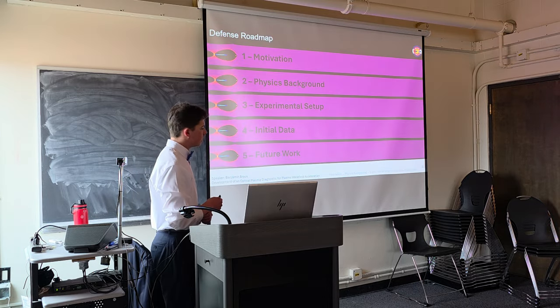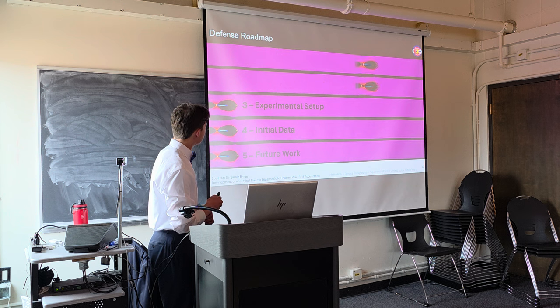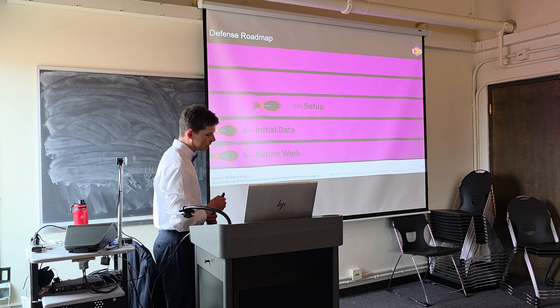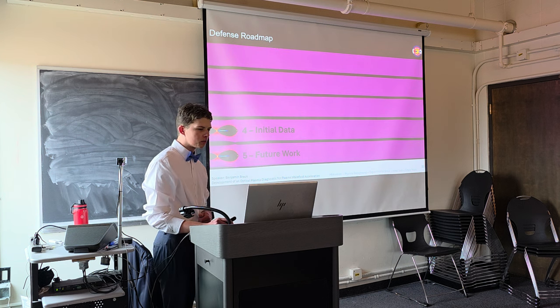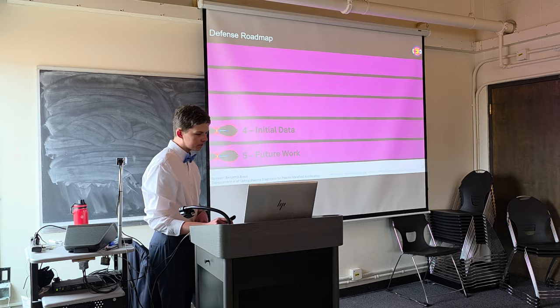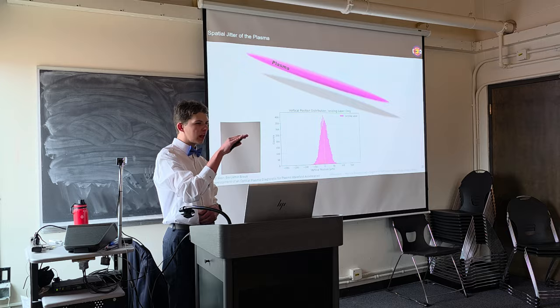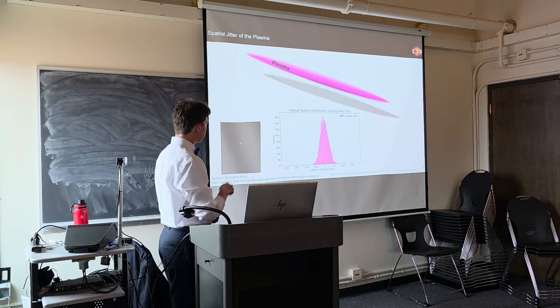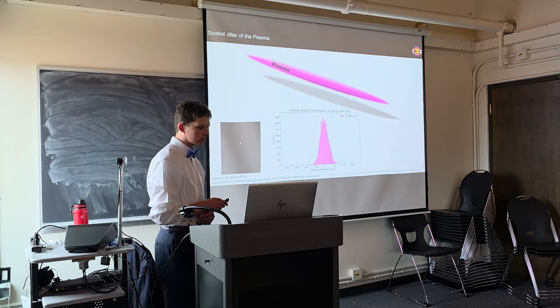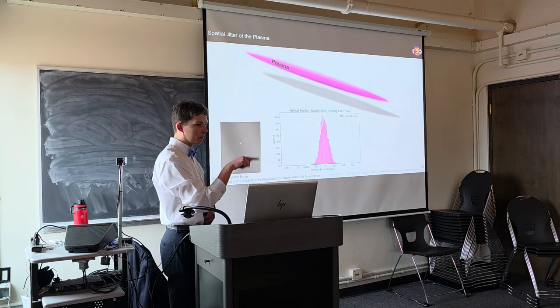Okay, so we've talked about motivation and physics background. We've talked about experimental setup as well. Let's go ahead and take a look at some initial data that we've taken. So one of the first things we're interested in is how much does the plasma move? Plasma moves because the ionizing laser isn't quite perfect.